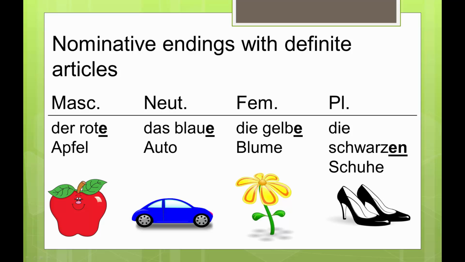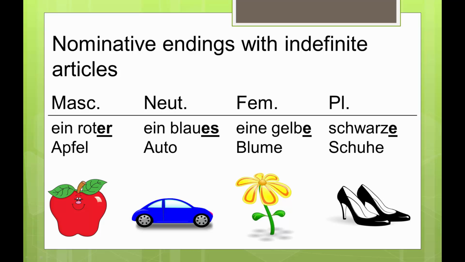You'll see here that we have all of the nominative forms of definite articles, meaning der, das, die, and die, and then the adjective taking an E ending. Der rote Apfel, das blaue Auto, die gelbe Blume und die schwarzen Schuhe. You see here that the only one different from the others is the plural, but otherwise all the other forms take simply an E on the end of the adjective.